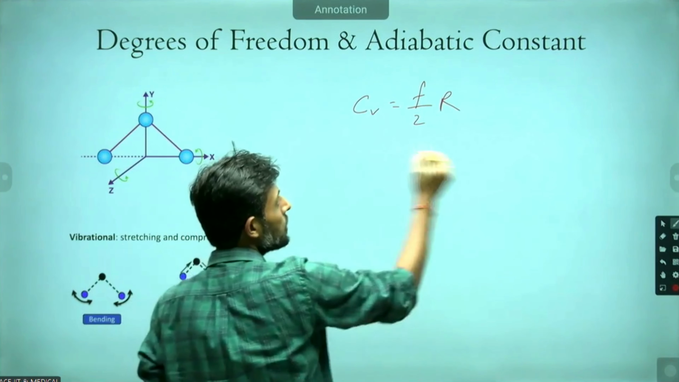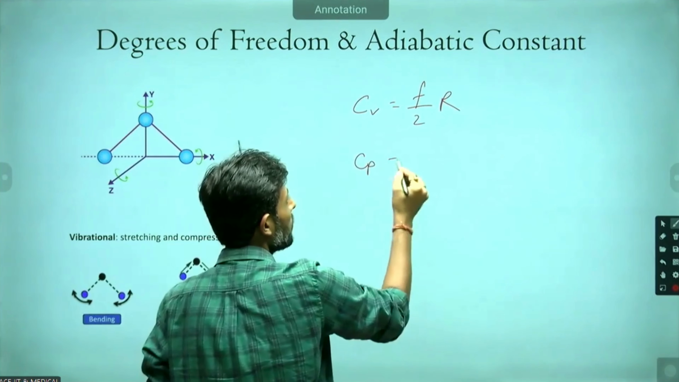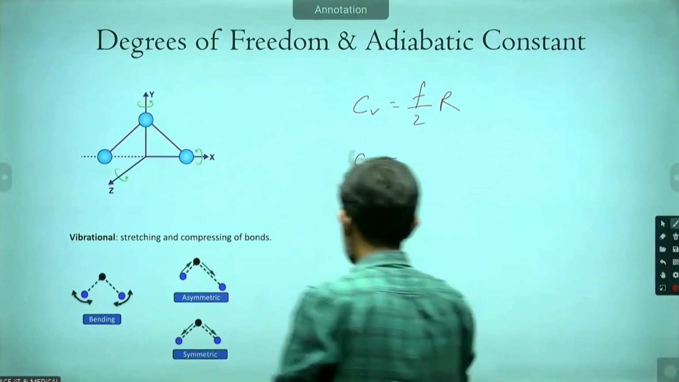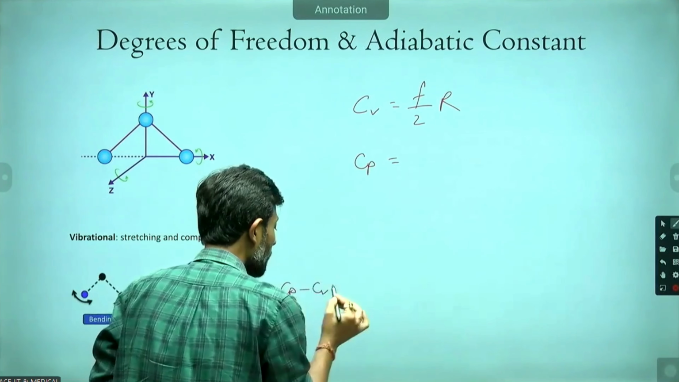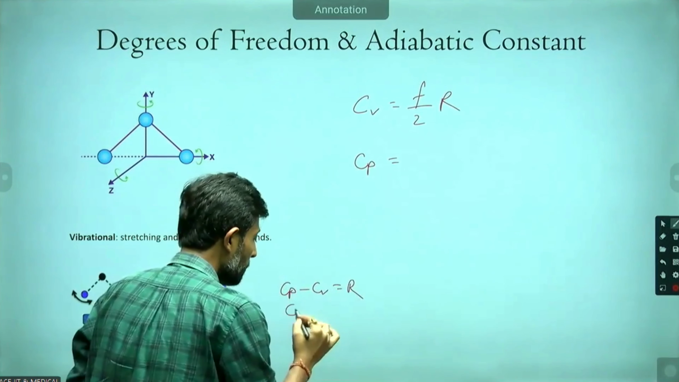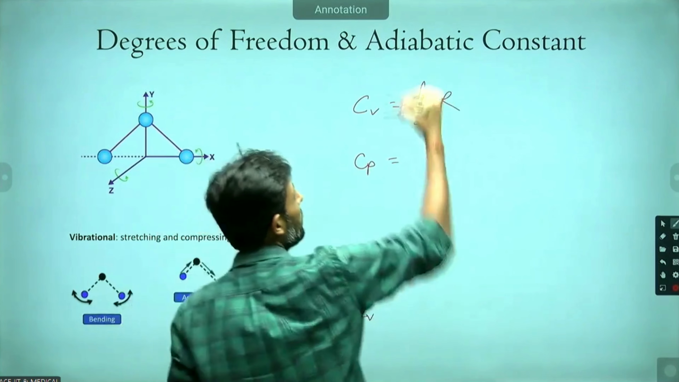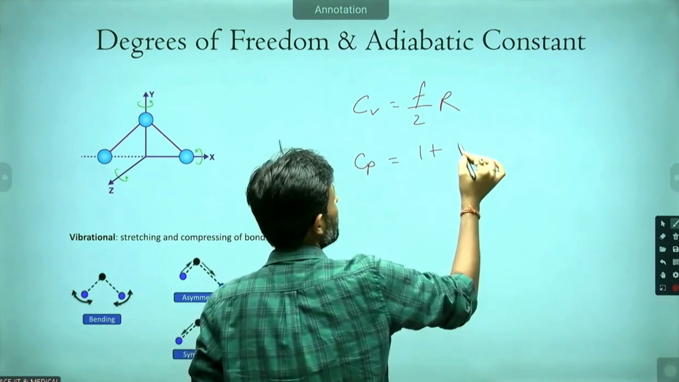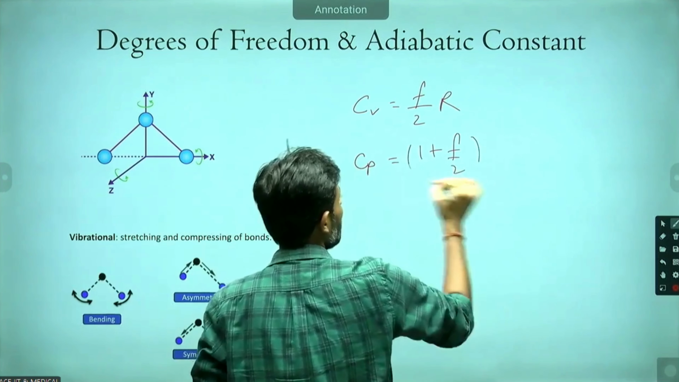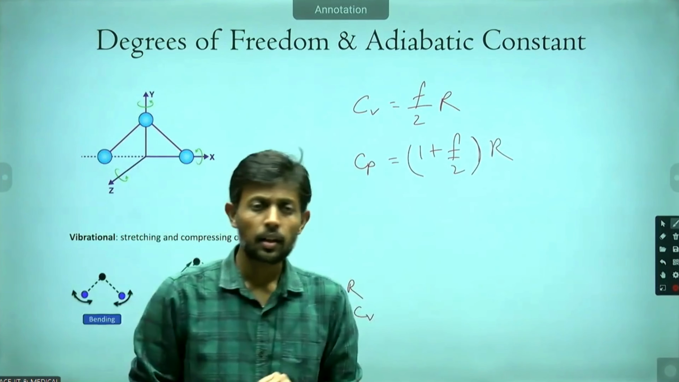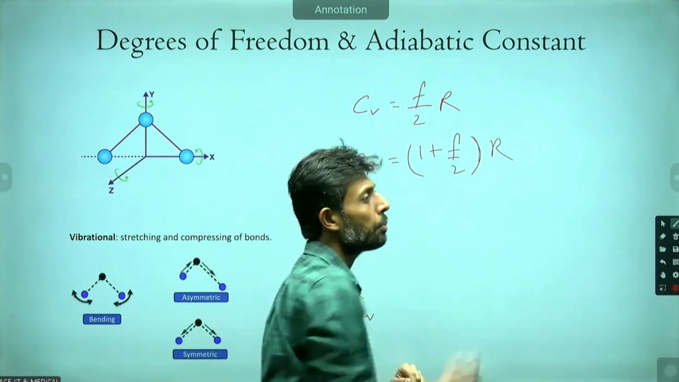Okay. So Cv is this. Can you tell me what Cp would be? We all know Cp minus Cv is R. So Cp is R plus Cv. That means 1 plus F by 2 times R. This is your Cp, right? So we have Cv, we have Cp.